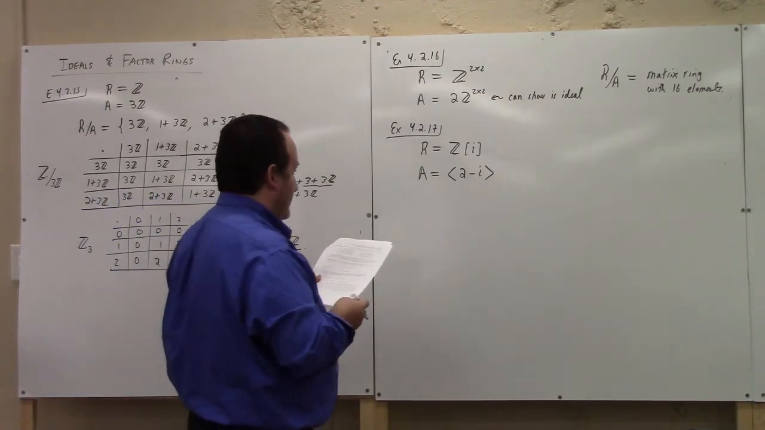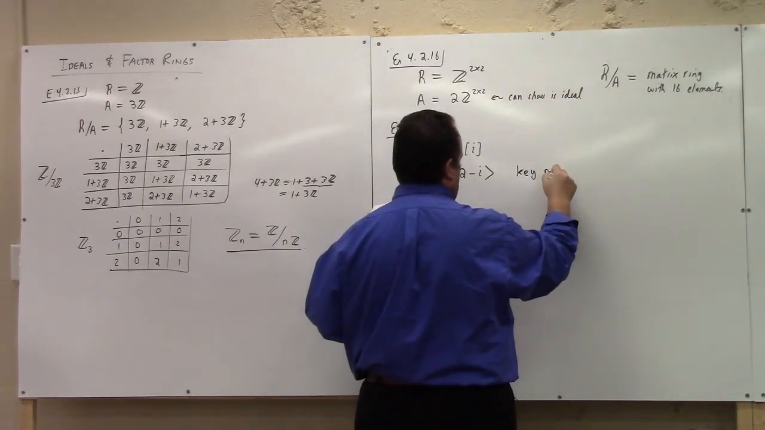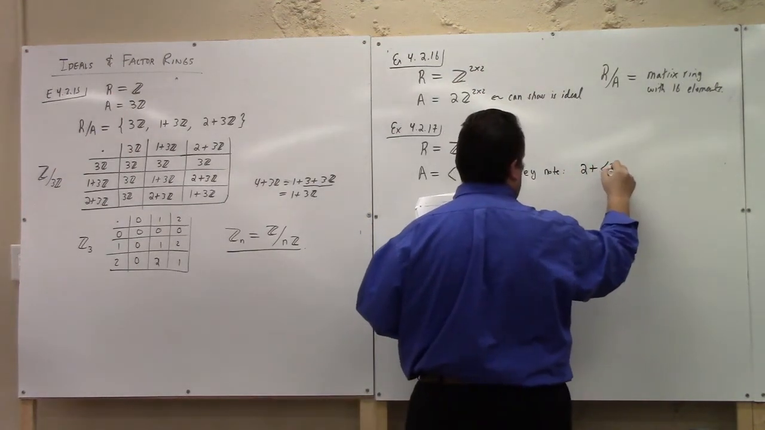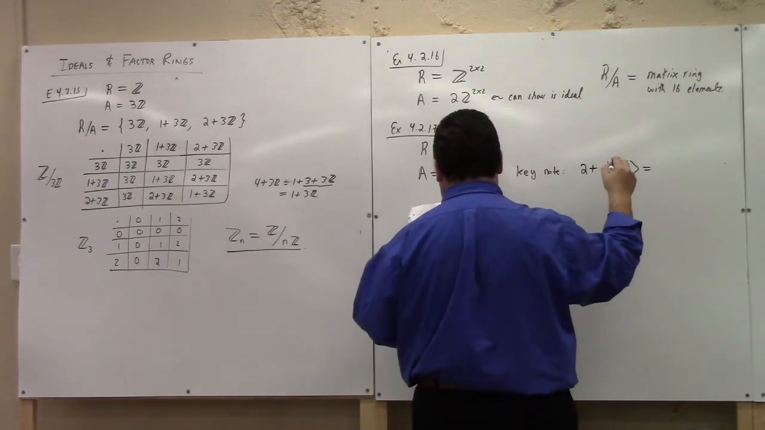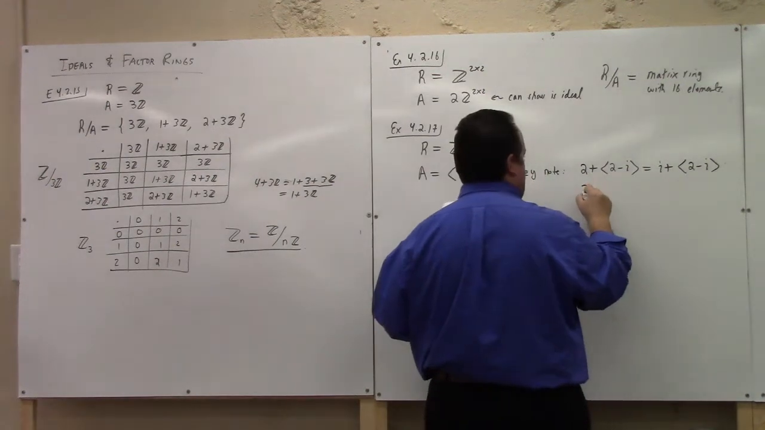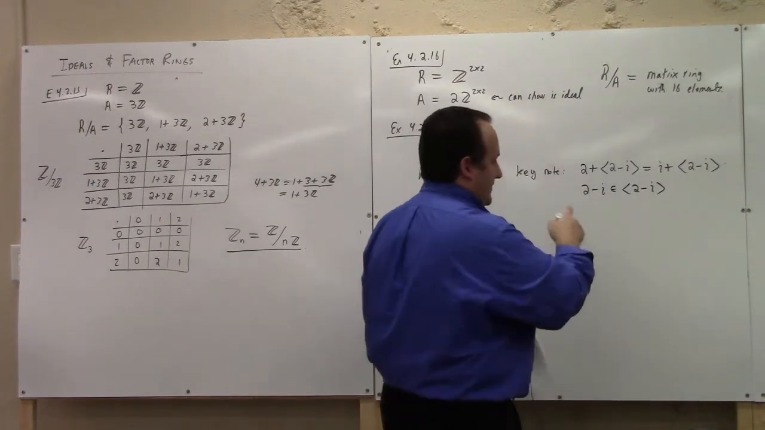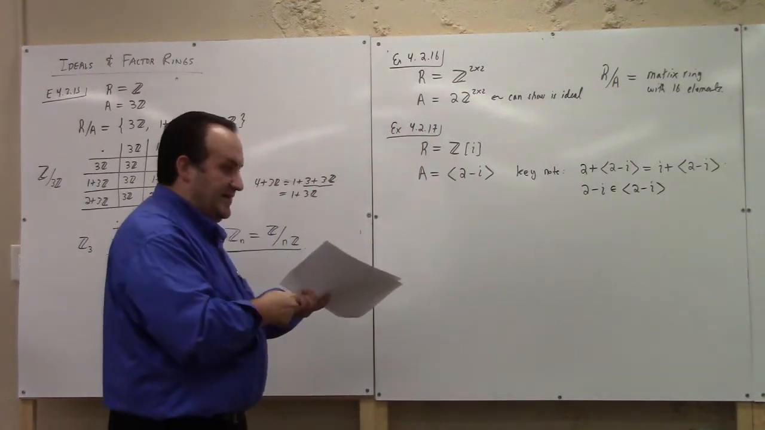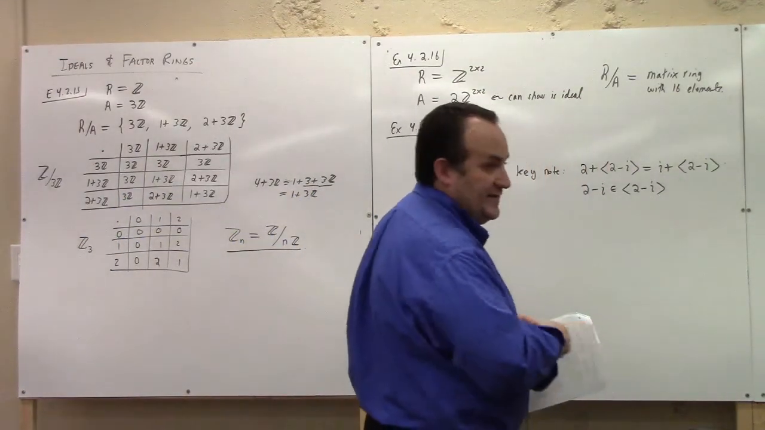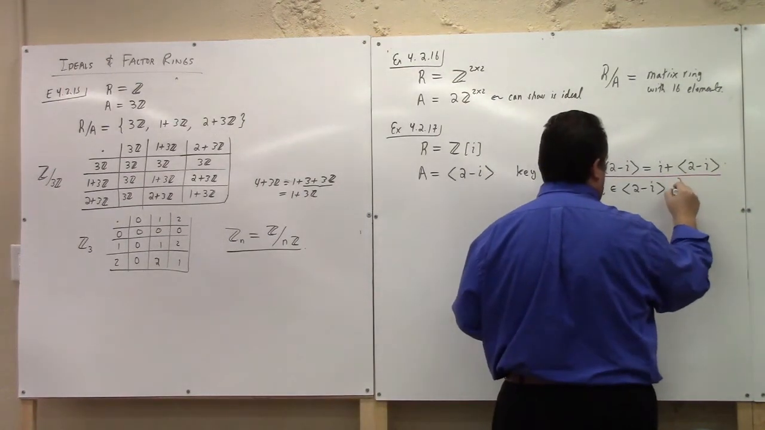So I say, key thing to note is 2 plus the ideal generated by 2 minus i is equal to i plus the ideal generated by 2 minus i. Now the reason for that is that 2 minus i is an element of the ideal, right? If you have the principal ideal generated by something, that something is in that principal ideal. So this is true because of that.